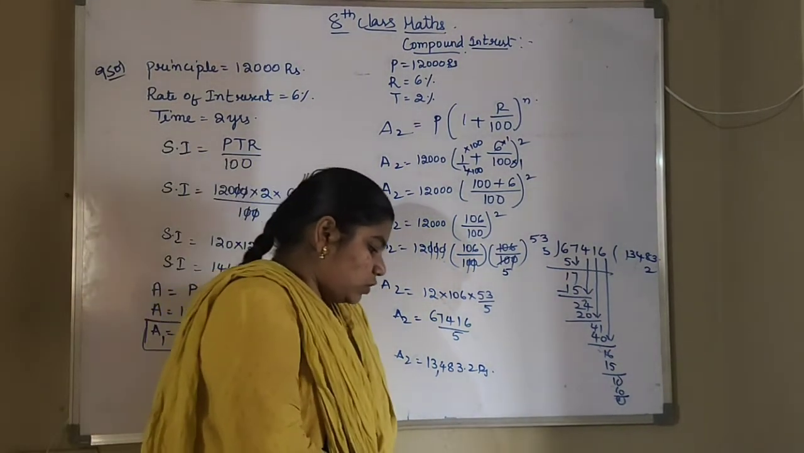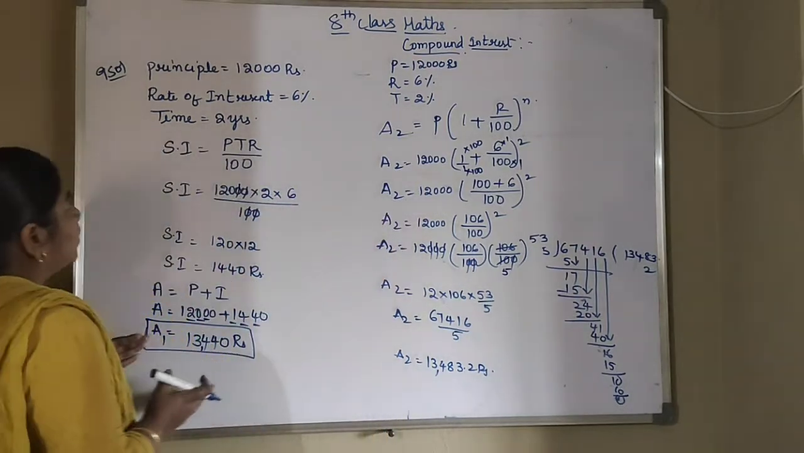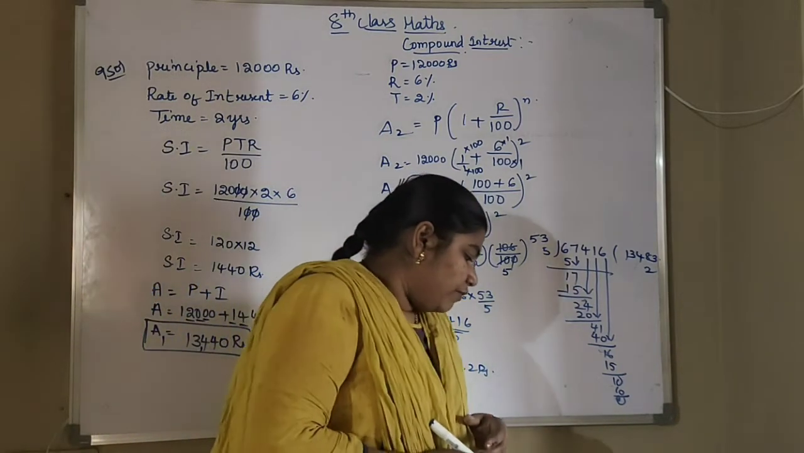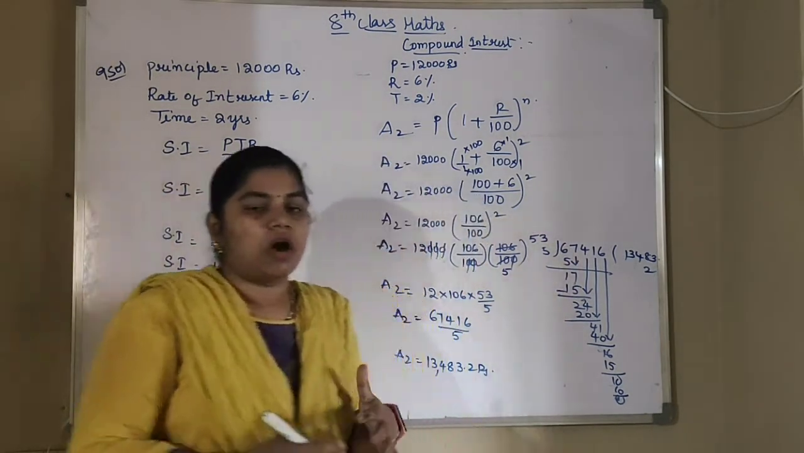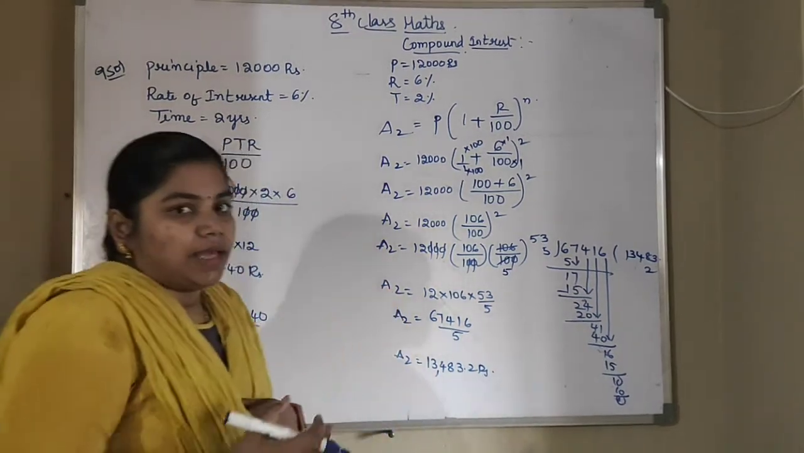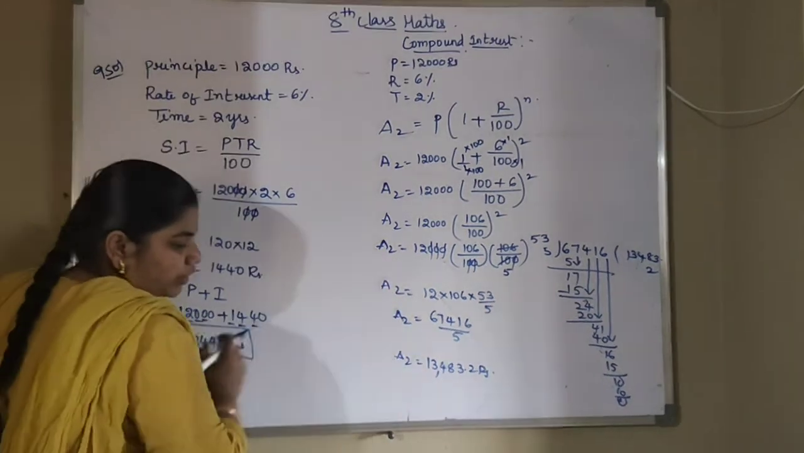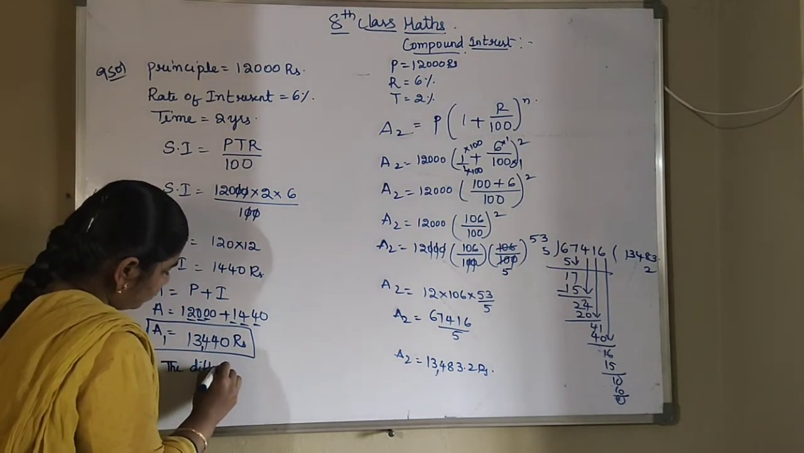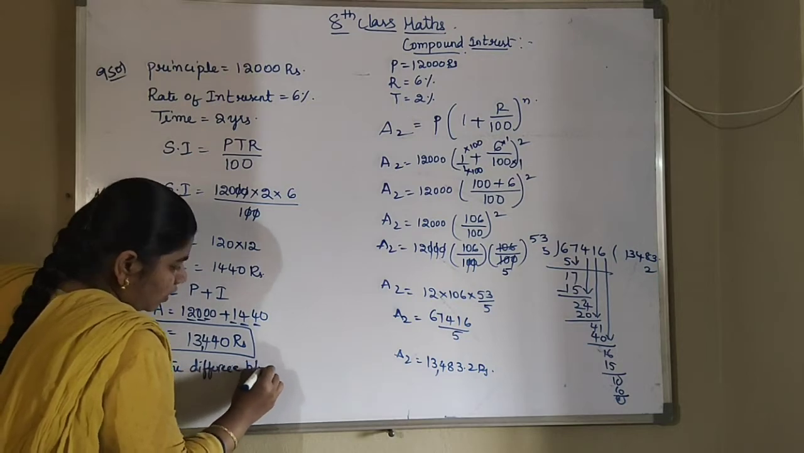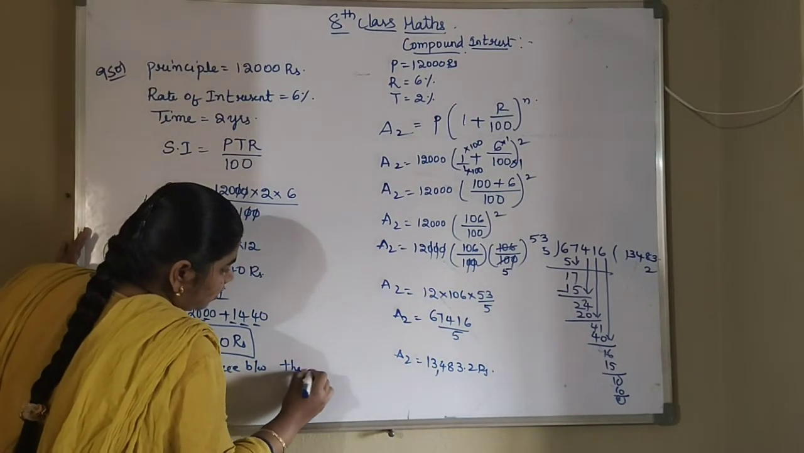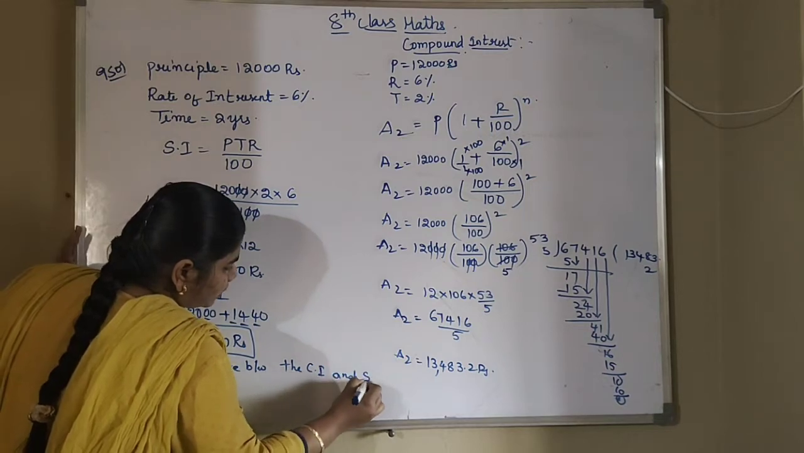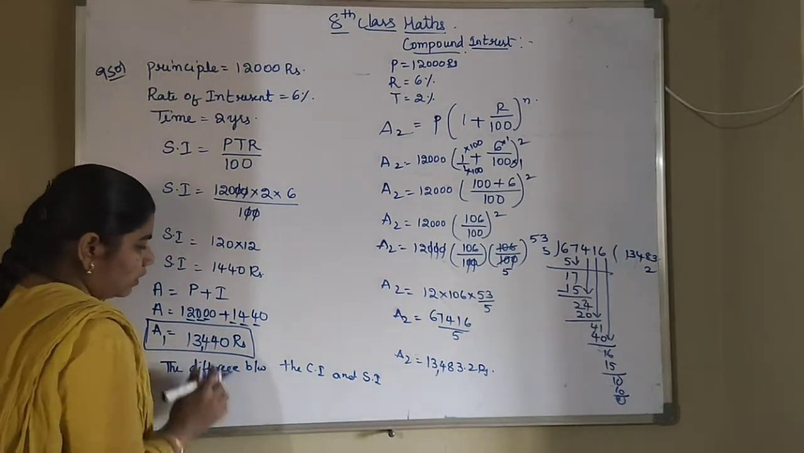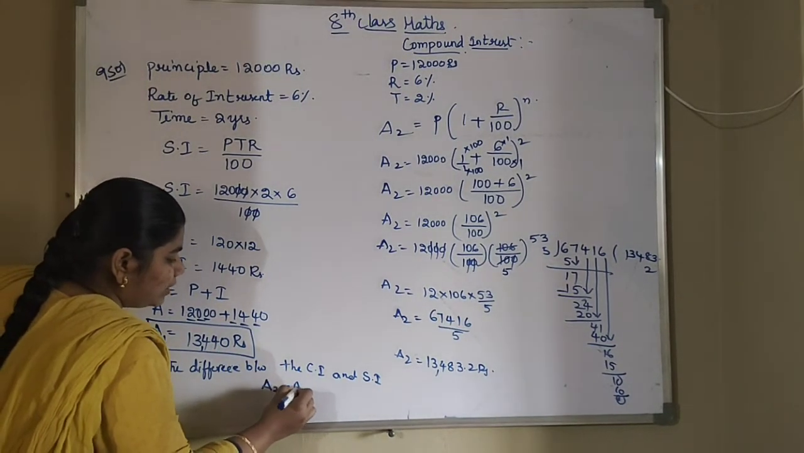So 13,483.2 rupees. What we have to find now: this is for simple interest and this is for compound interest. And what did they ask? What extra amount would I have to pay? So how much extra I have to pay, they are asking. So we will take the difference between the compound interest and simple interest values. Compound interest value is this one and simple interest value is this one. So we have to do A2 minus A1.